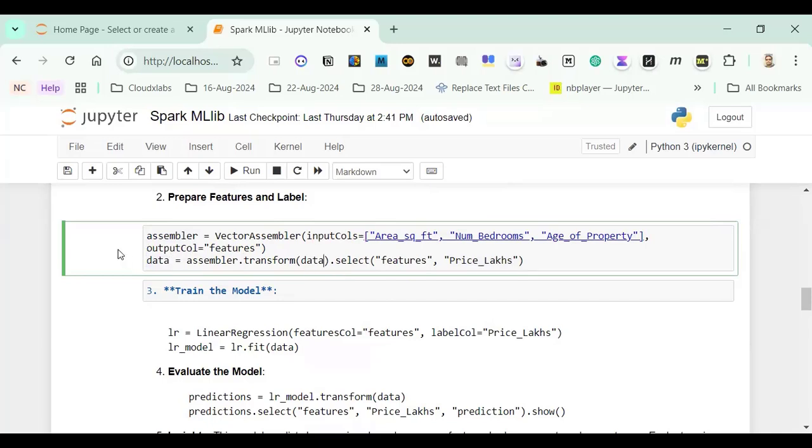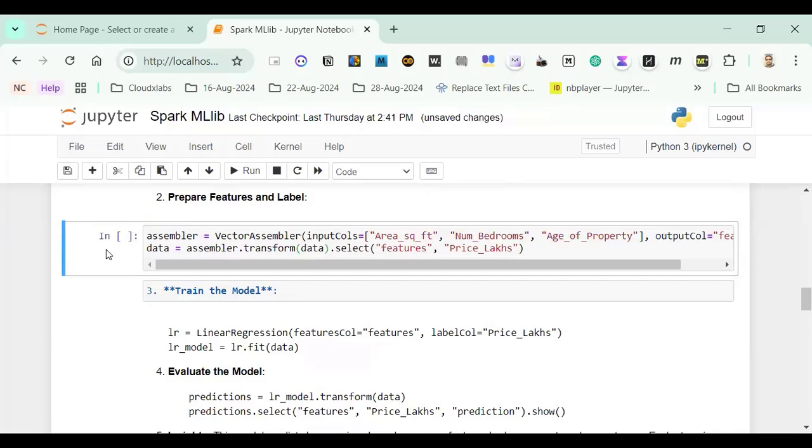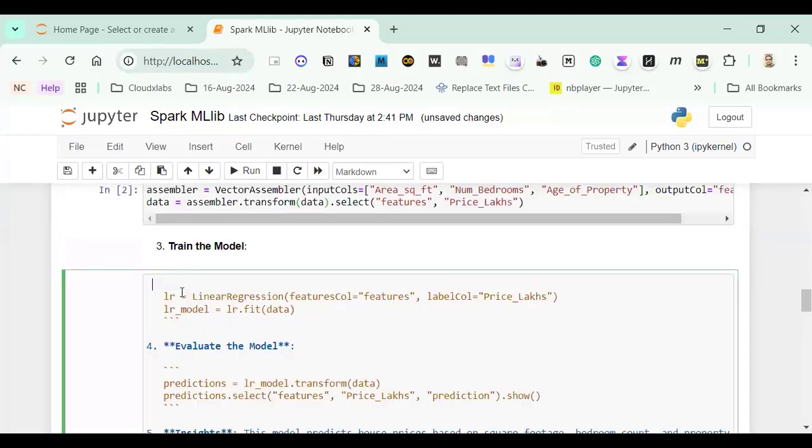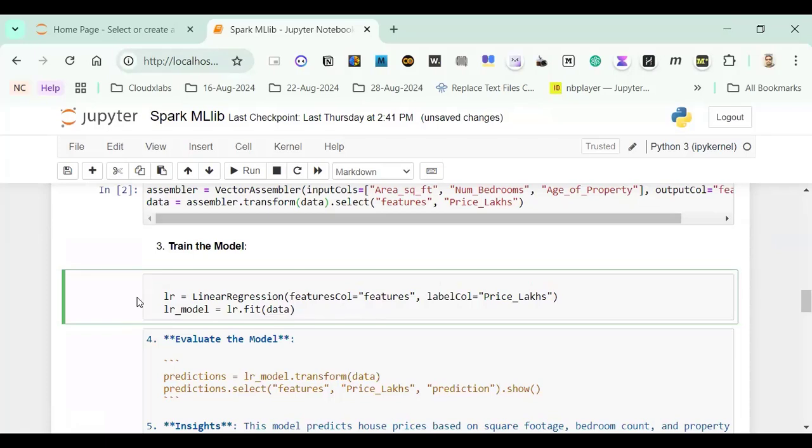Now the assembler contains input data, obviously, and this will contain output data, right? So let's convert this to code and execute it. Now it is done. The next step is to split the model. Let's remove this value, cut it and change it into Y. Now train the model. Here I'm taking LR, linear regression, giving the feature column as features and the label column as price_lakhs, and we have to fit the model.